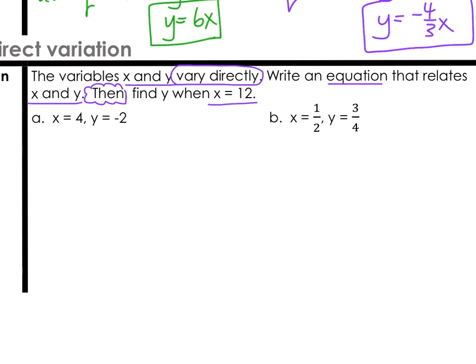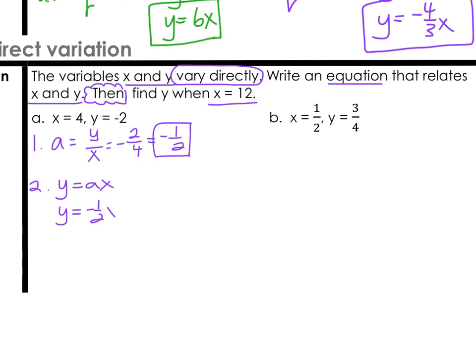Okay, so the first thing we want to do, step 1, is calculate our a value. Remember, a equals y over x. And here we have -2/4, which reduces to -1/2. Step 2, substitute it into the direct variation template. And we get y equals -1/2 x. There's your direct variation equation. That's one answer. We get to the then, it says then find y when x equals 12. So now we're going to plug in when x equals 12. I'm just going to substitute that into the formula. Now it's just algebra 1.